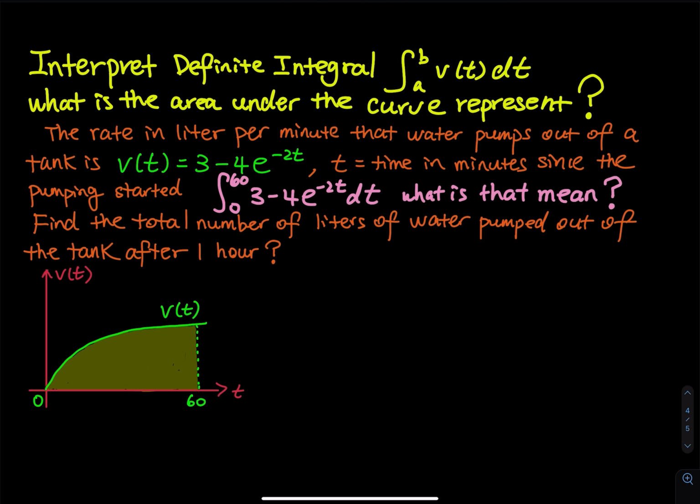So let's read the problem first. The rate in liters per minute that water pumps out of a tank is represented by this function. You can call this a velocity, a rate of change, whatever you like to call it. And t is the time in minutes since the pumping started. Find the total number of liters of water pumped out of the tank after 1 hour, which is 60 minutes.